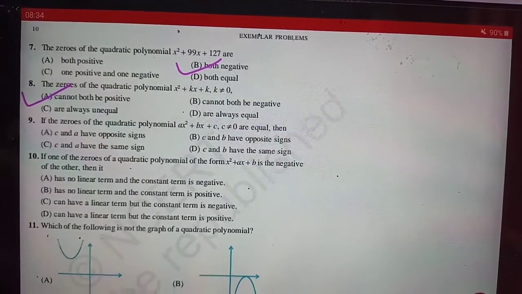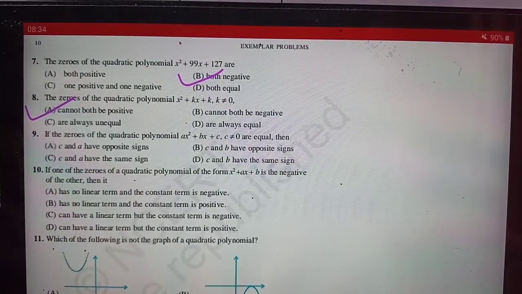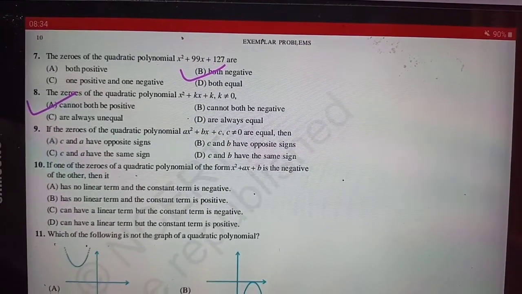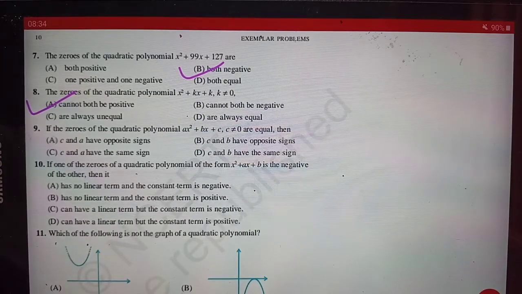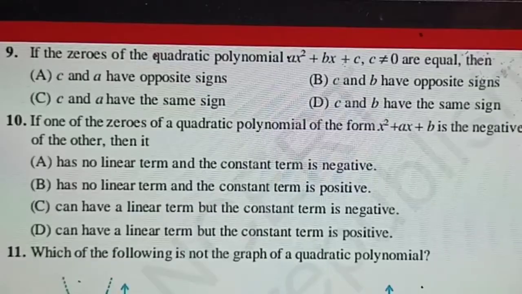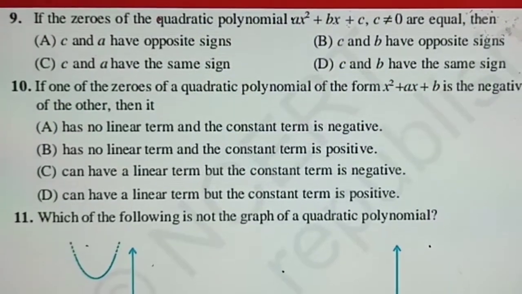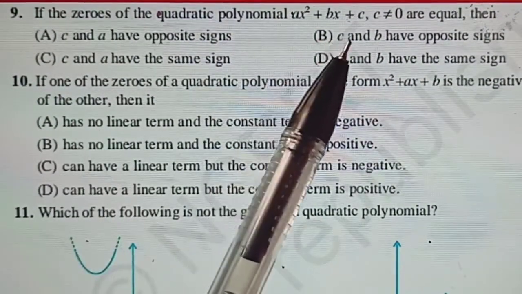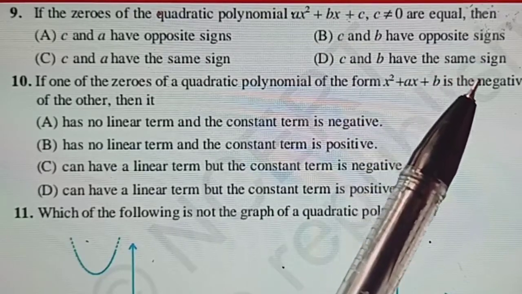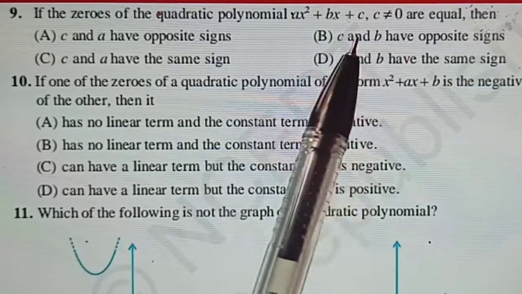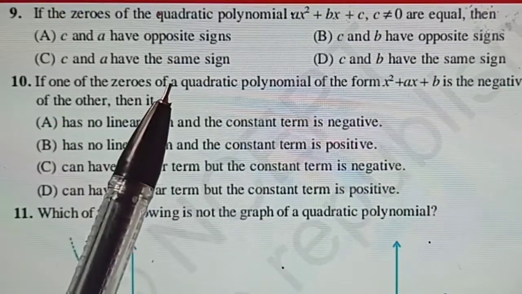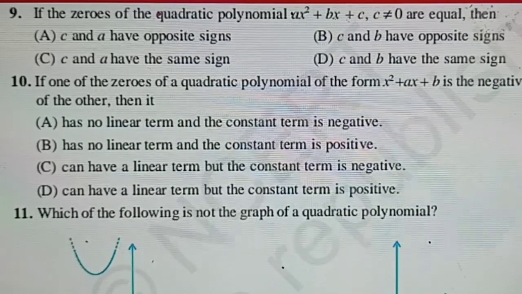Cannot both be positive. So students, you are not supposed to cram them at all. Alright, they are all logical. Once you know the logic, you can apply logic to any question, and any type of question if comes in the exam, you can solve it. Okay, let's go to question number 9. It says if zeros of this quadratic polynomial, it is a general form, are equal, then what can you say about the signs? C and A have opposite signs? C and B have opposite signs? C and A have same sign, or C and B have same sign? So let us see if both the zeros are equal.